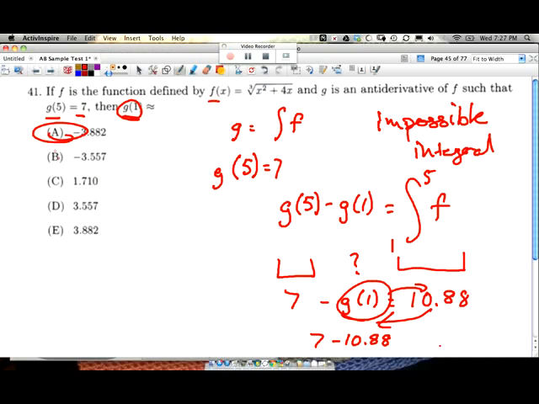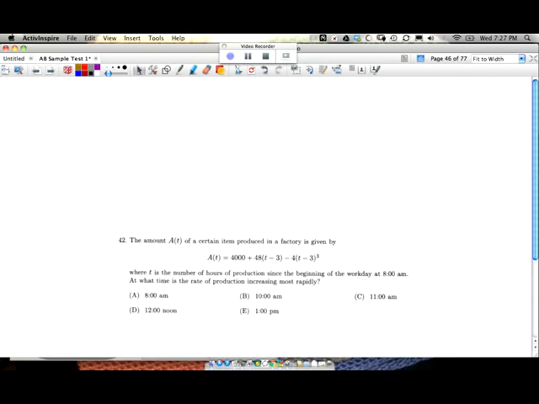Looks like we get A is our answer. That was awesome. Quick and easy, but still very calculator-like.